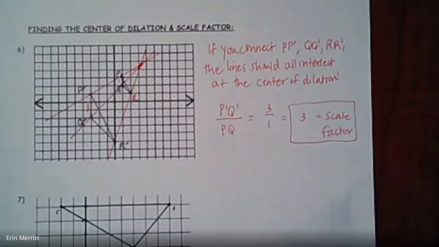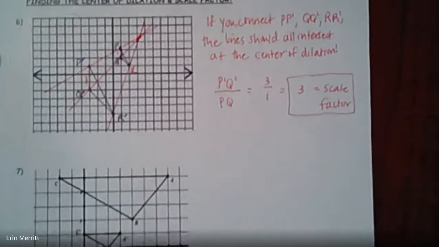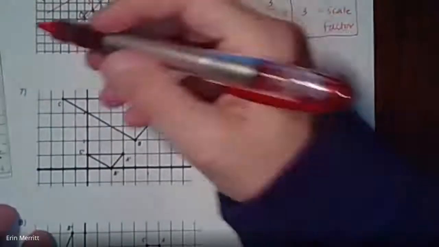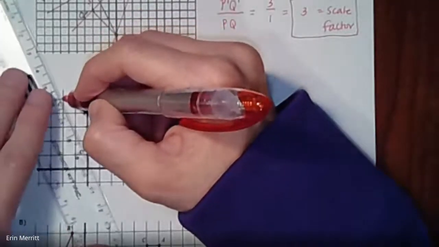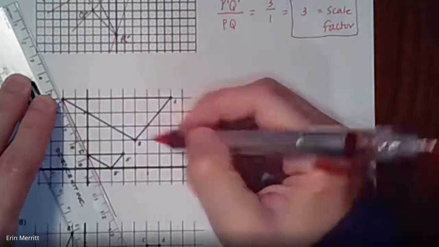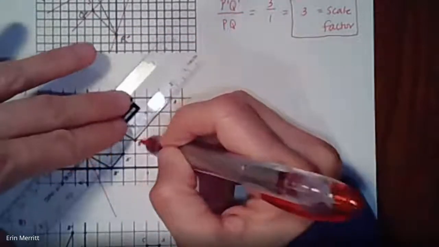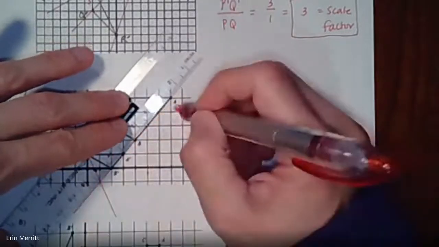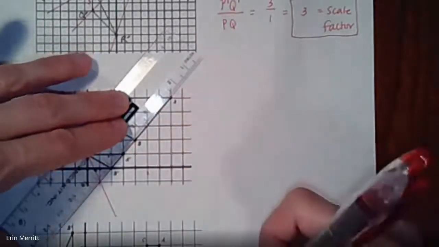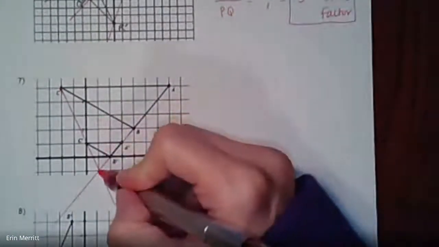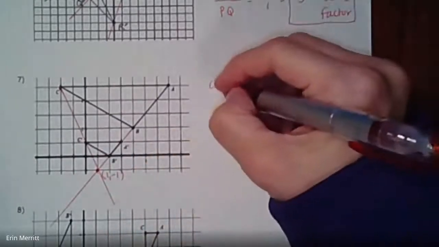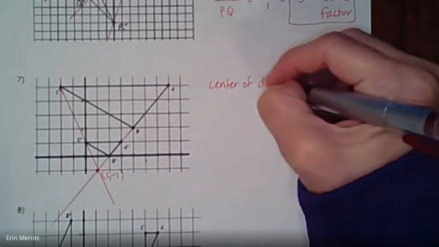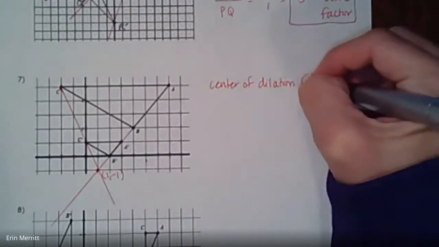All right. So if we do one more here, I'm going to slide up a touch. If I connect from C to C prime, and then from B to B prime, try to be as accurate as you can. And then A to A prime would actually give me that exact same line right there. Where they're crossing is right here. This looks like the point (1, -1). So my center of dilation should be (1, -1).